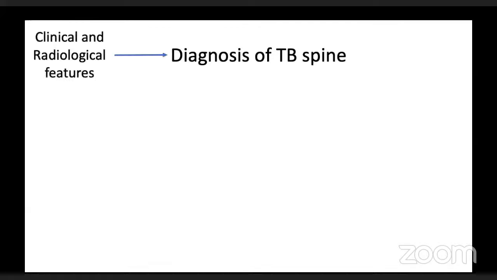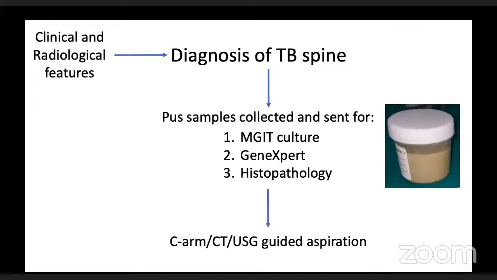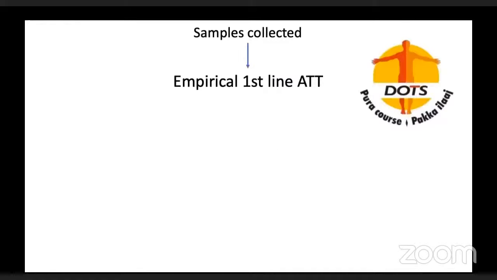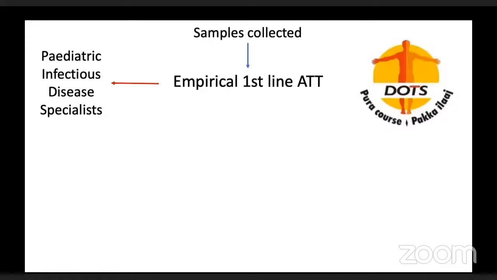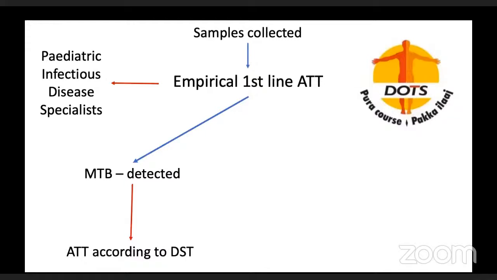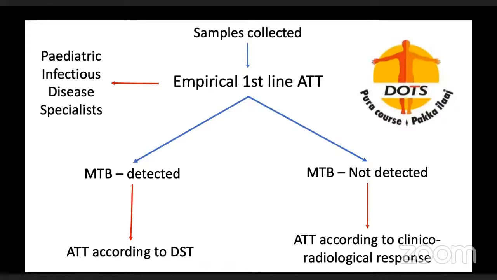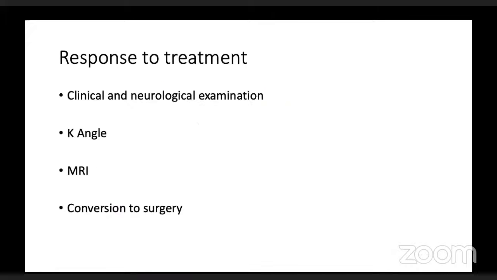Diagnosis of TB was made on clinical and radiological features, and each time a sample was sent for TB MGIT, GeneXpert, and histopathology. Once the sample was collected, empirical first-line treatment was started by a pediatric infectious disease specialist. When MTB was detected, treatment was given according to DST. When MTB was not detected, treatment was given according to clinical and radiological response. Response to treatment was monitored on clinical and neurological examination, on X-ray by K angle, MRI, and conversion to surgery.